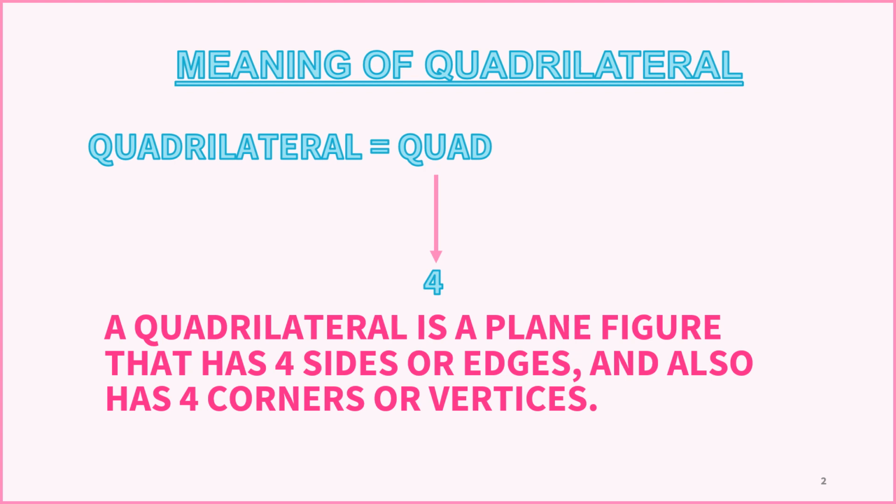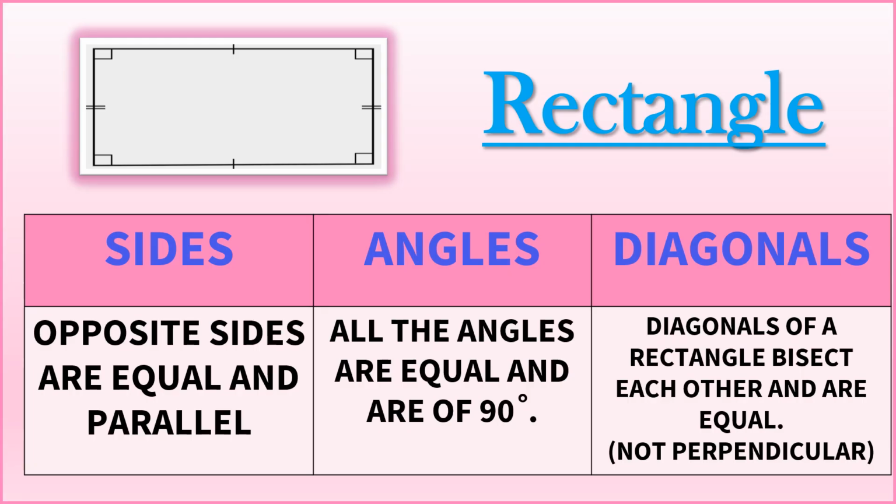Okay, so now let us learn about the different types of quadrilateral in detail. The first quadrilateral that we are talking about is a rectangle. A rectangle has four sides and the opposite sides are equal and parallel. And if we talk about its angles, then all the angles are equal and they are of 90 degrees. The diagonals of a rectangle bisect each other and are equal, and they are not perpendicular. The important thing to learn over here is they are equal, they bisect each other, but they are not perpendicular.